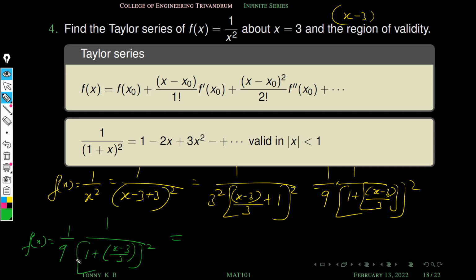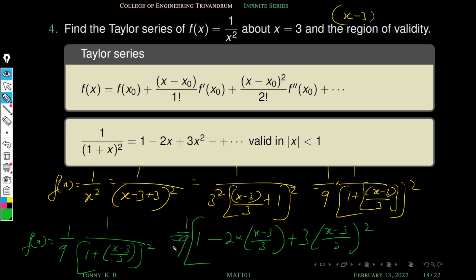Okay, so our f of x is of the form 1 by 9 times 1 by 1 plus x minus 3 by 3 whole square. Now this is of the form 1 by 1 plus x whole square. The only difference is, instead of x, here our term is x minus 3 by 3. Okay, so what's the expansion? Using this non-Maclaurin series, this is 1 minus 2 times, instead of x, x minus 3 by 3 plus 3x square. So x minus 3 by 3 square, we have a term outside, that is 1 by 9, right? We have a term 1 by 9 outside into like this. So minus plus etc.